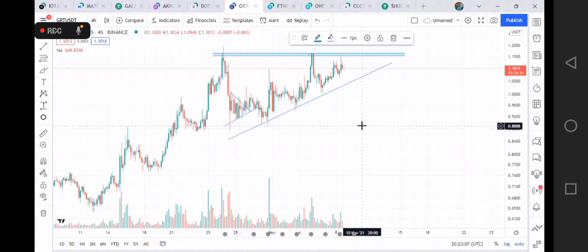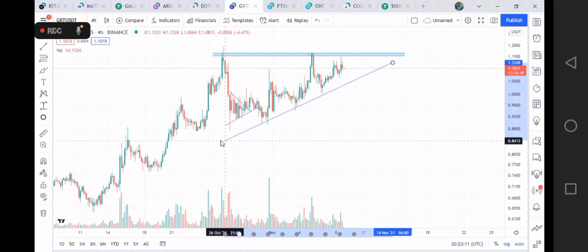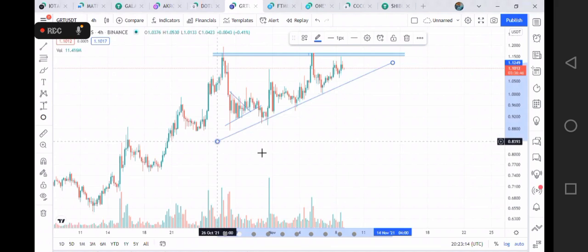Alright, now take a look at this chart. You can see a clear example of what? Ascending what? Triangle. Now, remember, what we are expecting.